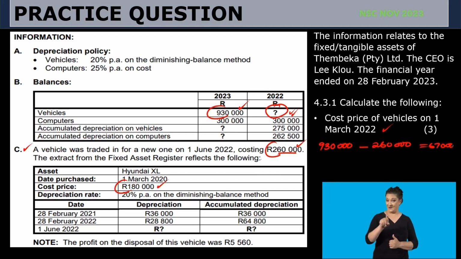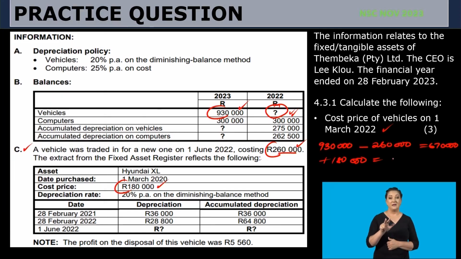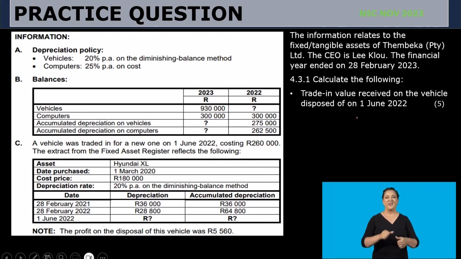On that 670,000, then you add in the one that was disposed. Then you say plus the 180,000. And that will give you 850,000. That becomes the answer to the cost price of the vehicles on 1 March. This is the cost price of the vehicles at the beginning of the year. Let's go on to the next one.